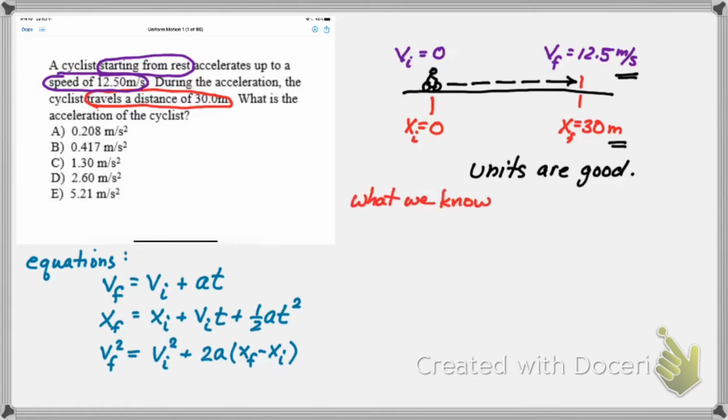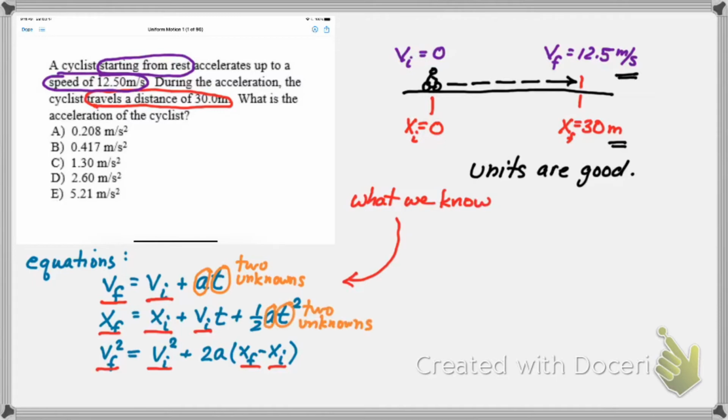Now, I'm going to underline in these formulas the values that we know: initial velocity, initial and final positions. And now let's circle what we don't know. I don't know time. I don't know acceleration. I'm looking for acceleration. It's in all three formulas, so I can't really go wrong. But if I have two unknowns, that's not good. I'm not going to be able to solve that.